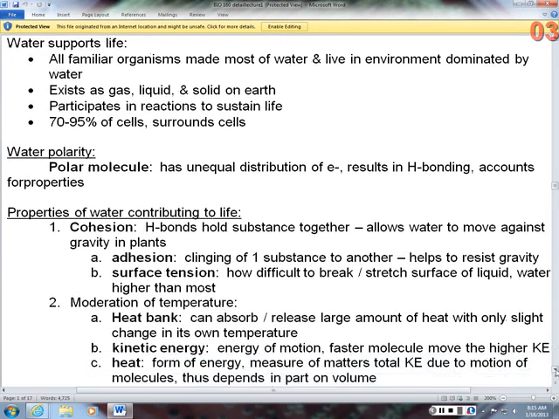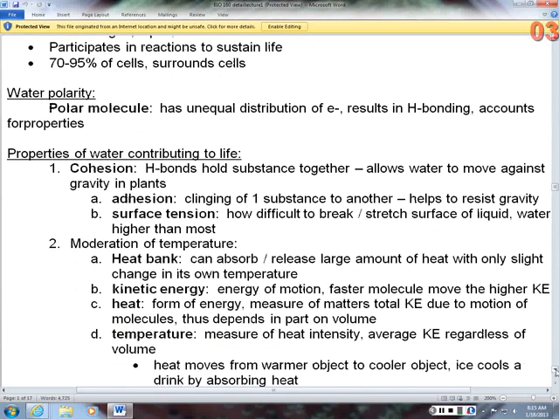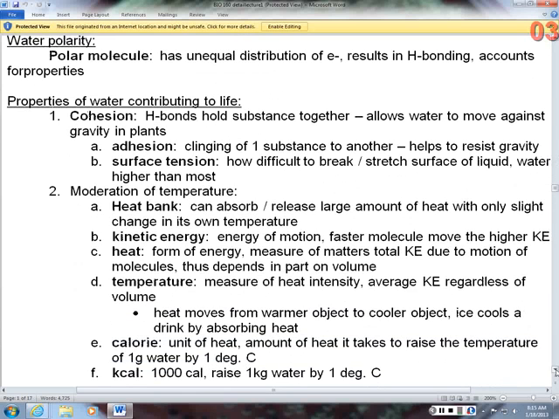So some of these properties, one of the things is it's got cohesion. It tends to hold itself together. When you spill water, it doesn't shatter and go all over the place. It sticks together in clumps like that. This is also going to be what allows it to move up against gravity in plants. So it will tend to adhere to surfaces.